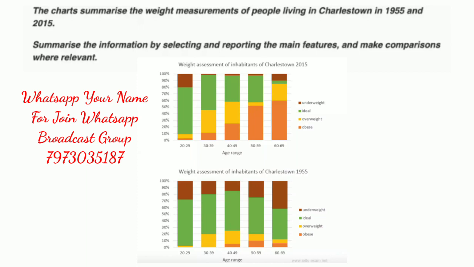Now first of all, we would do the brainstorming. What I mean is extracting the good points in the video. So in 1955 there are a lot of people at an ideal weight and very few people are obese. In 2015 many older people are obese, and fewer people are at an ideal weight. The weight distribution was similar regardless of age in 1955, but in 2015 it is very different.